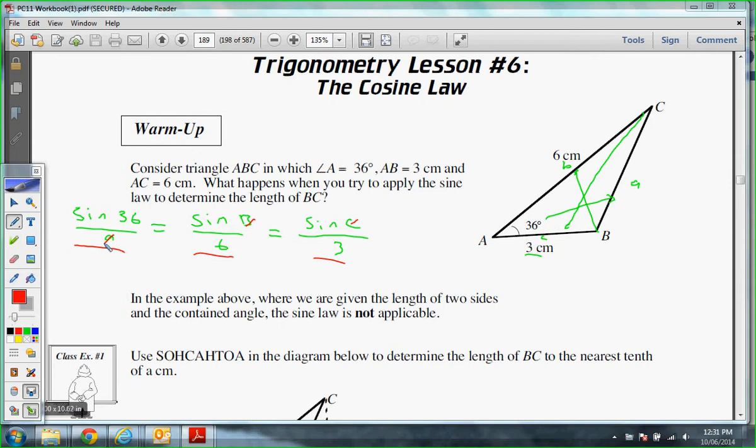I'm going to point this out now. You're going to be using cosine law a lot when you have a side-angle-side relationship. It's called SAS, if you want to write that down. SAS is a good indicator to use cosine law. Because anytime you have a side, angle, and a side, that means you're going to have a relationship that won't work for sine law.